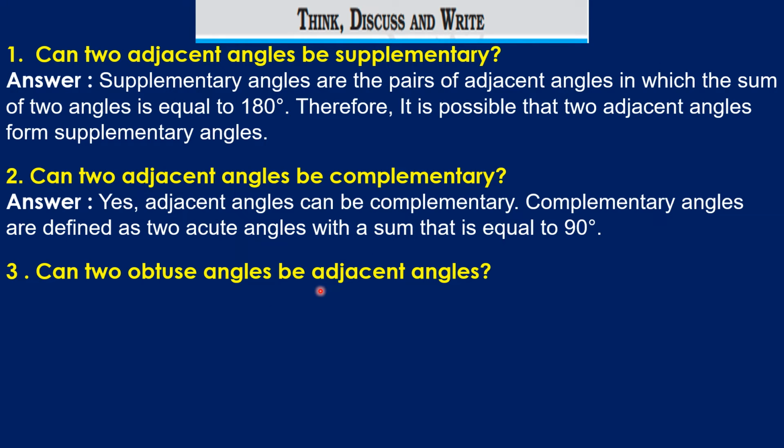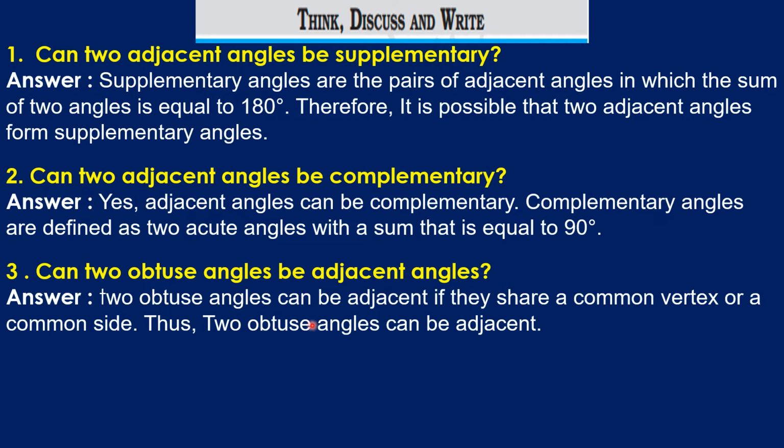Can two obtuse angles be adjacent angles? So what are obtuse angles? If an angle is greater than 90 degrees, then it is an obtuse angle. So can two obtuse angles be adjacent angles? Two obtuse angles can be adjacent provided they share a common vertex and a common side. Thus two obtuse angles can be adjacent. So there should be a common vertex and a common side.